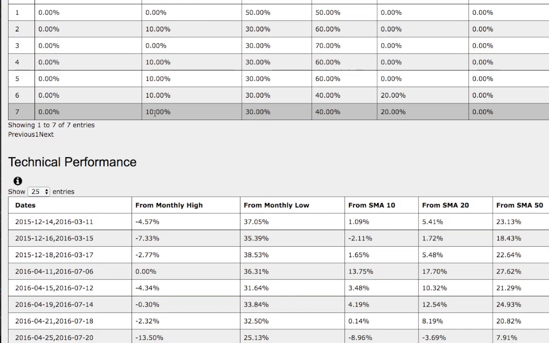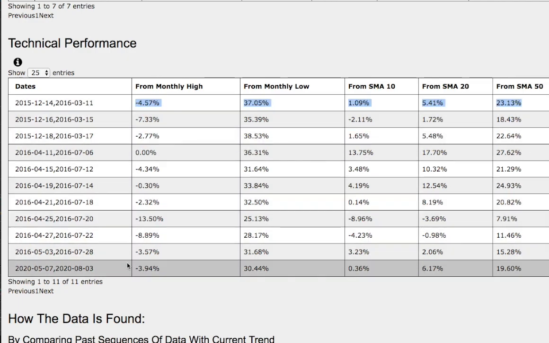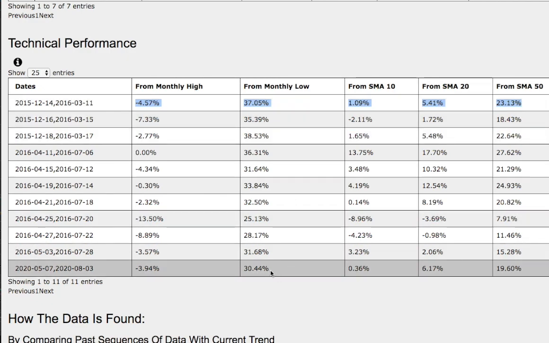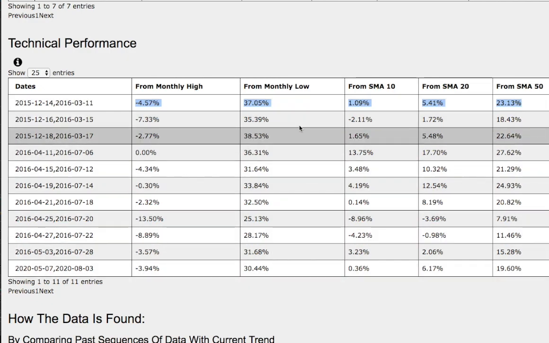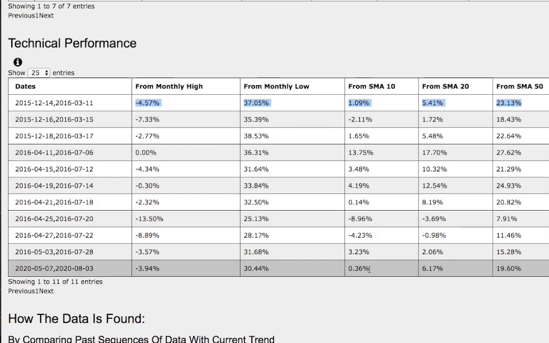If we examine closer the technical performance of each trend, we have the trend in the past that we just found and compare it to the current trend. So on the current trend, we're down 4%. Back then, we were down 4.6%. On the current trend, we're up 30%. Compare that to the past, up 37%. And on the 10 simple moving average, back then it was up 1%. Compare that to today's 36 basis points.